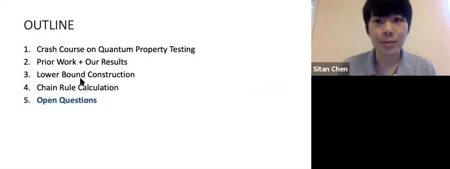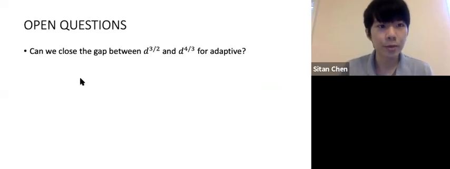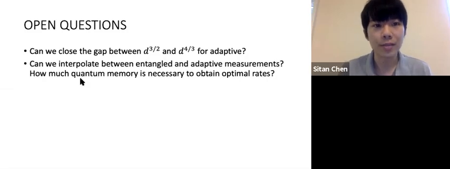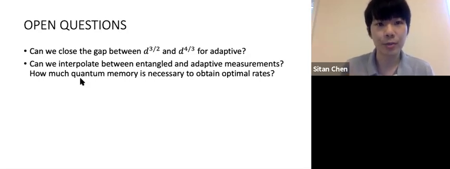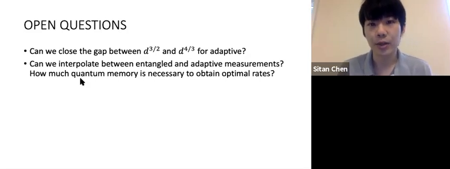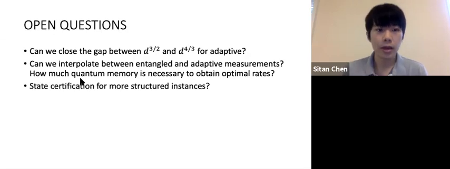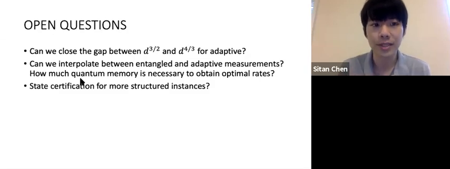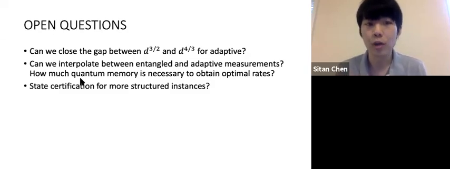Finally, let me conclude with some open questions. The most salient of which is to close this gap between 3/2 and 4/3 for adaptive measurements. Some other interesting questions are, can we establish some kind of hierarchy in terms of quantum memory, where as we increase the amount of entanglement we get access to, can we actually interpolate smoothly between the d copy complexity that you get with fully entangled measurements and the d to the 3/2 copy complexity you get in the non-adaptive case? Other questions are, for state certification, can we consider more structured instances than just the maximally mixed state? Maybe we want to test identity to some low rank matrix.